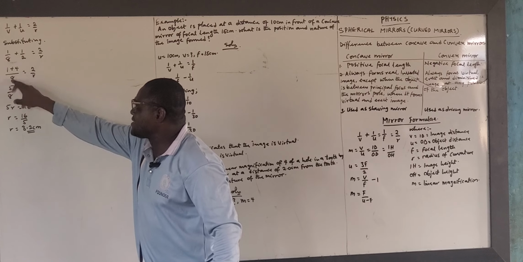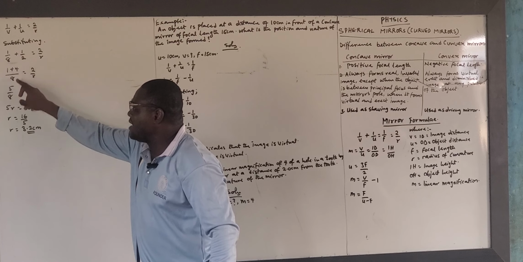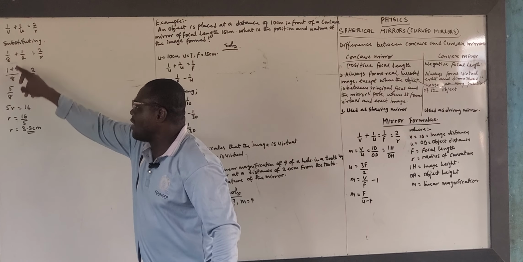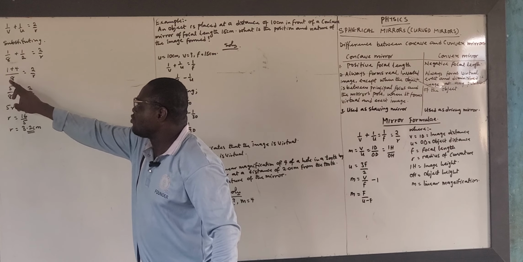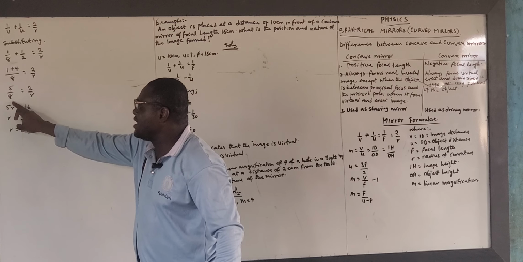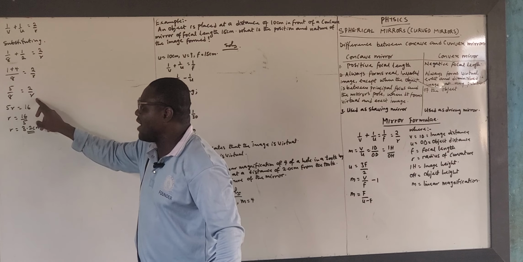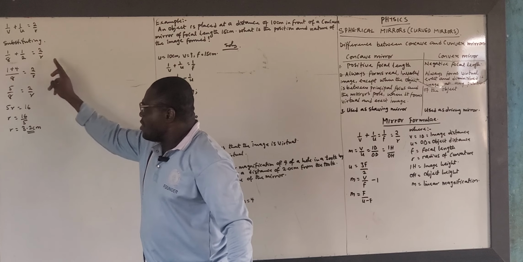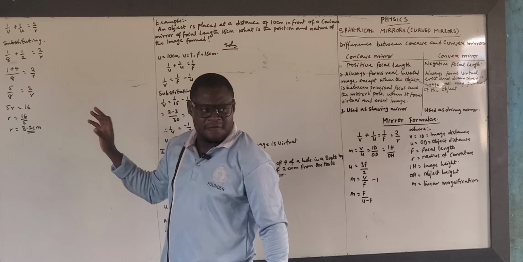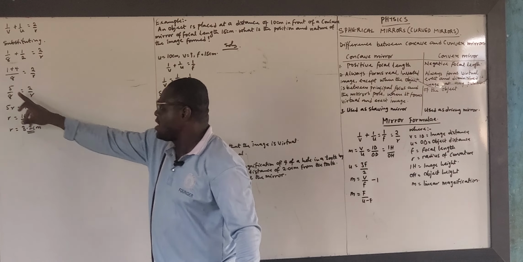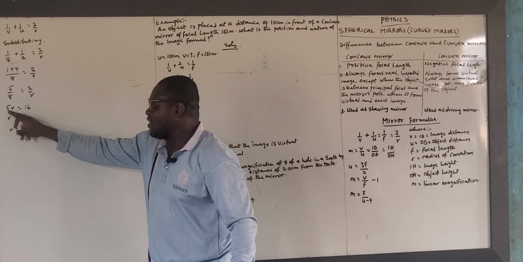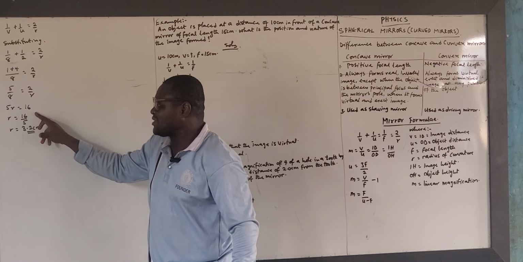How many 8 in 8? 1. 1 times 1 is 1. How many 2 in 8? 4. 4 times 1 is 4. 1 plus 4 gives us 5 over 8, which is equal to 2 over R. When we cross multiply, 5 times R gives us 5R, and 2 times 8 gives us 16.